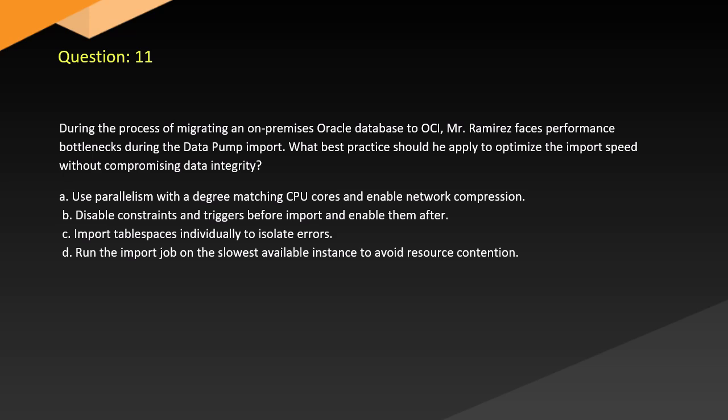Question 11. During the process of migrating an on-premises Oracle database to OCI, Ramirez faces performance bottlenecks during the Data Pump import. What best practice should he apply to optimize the import speed without compromising data integrity? A. Use parallelism with a degree matching CPU cores and enable network compression. B. Disable constraints and triggers before import and enable them after. C. Import tablespaces individually to isolate errors. D. Run the import job on the slowest available instance to avoid resource contention.